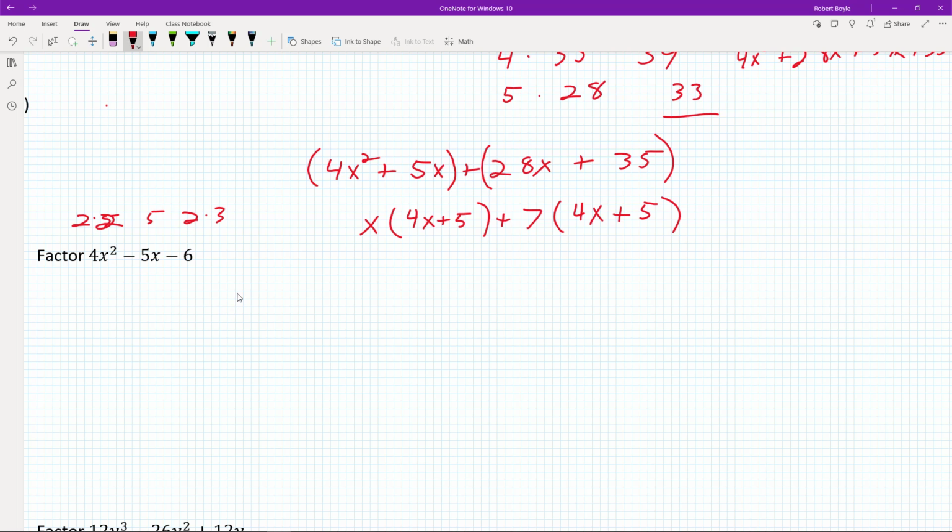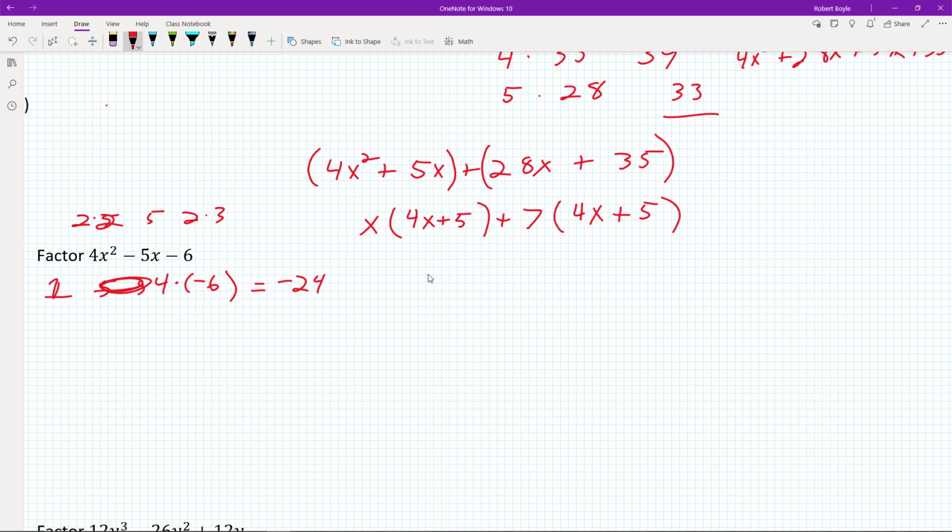So what we can do is, once again, multiply A times C. Let me do that again. 4 times negative 6, because here C is negative 6, and that will give you negative 24. Now we want to find factors of negative 24 that will sum to negative 5. So let's see if we can figure those out.